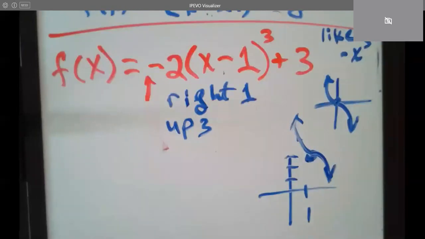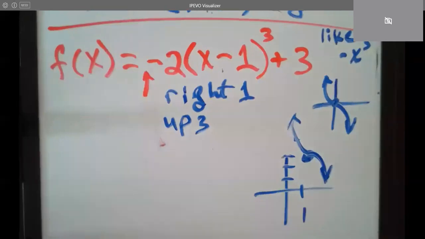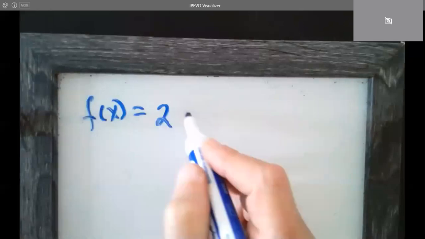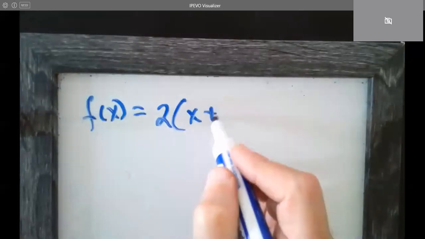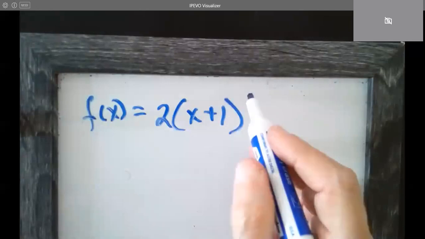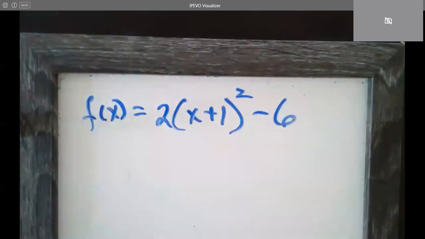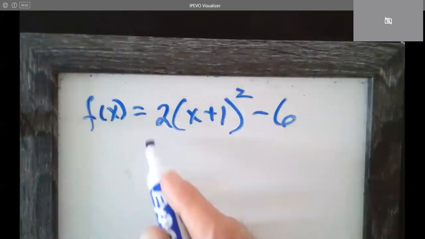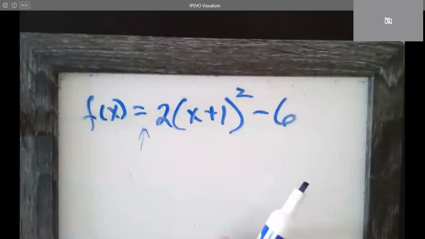All right, so let's try another one. Okay, we're doing good. Use this board here, because then I can refer back to the other one if I need to. All right, here we have f of x equals 2 times x plus 1, squared, minus 6. So it's going to behave like an x squared. And is that positive or negative?